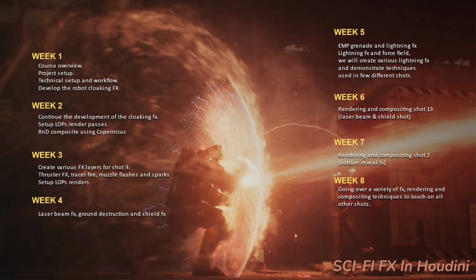Then moving to week three, we've got quite a jam-packed week there as well. And this one is for shot 9. This is where the mech is shooting at the robot, and the robot basically flies in front of us, and he boosts forward up into the air using his thrusters. So we're going to be creating the thruster effects and the trace of fire, which is quite a nice setup.